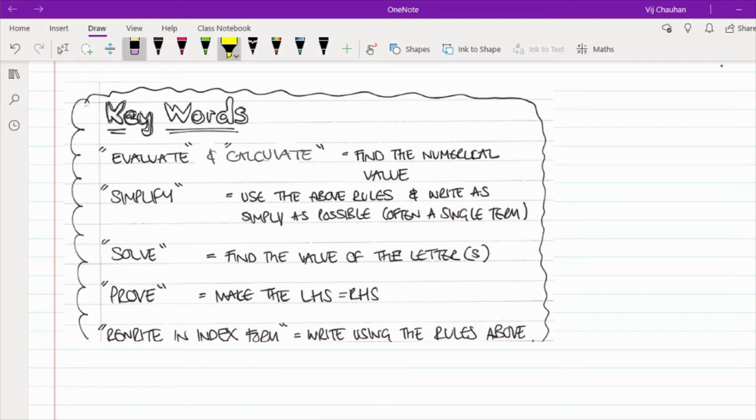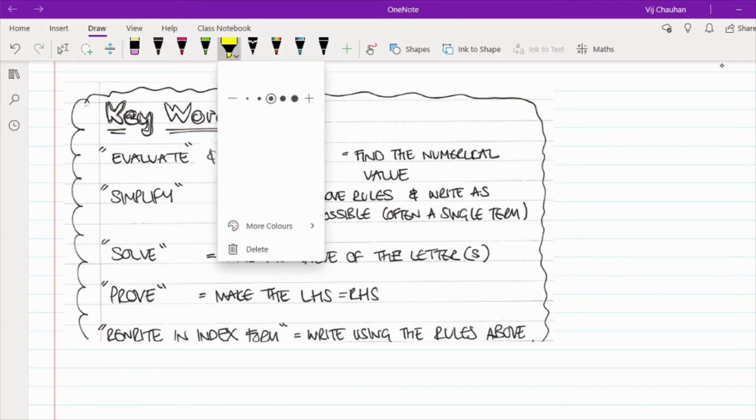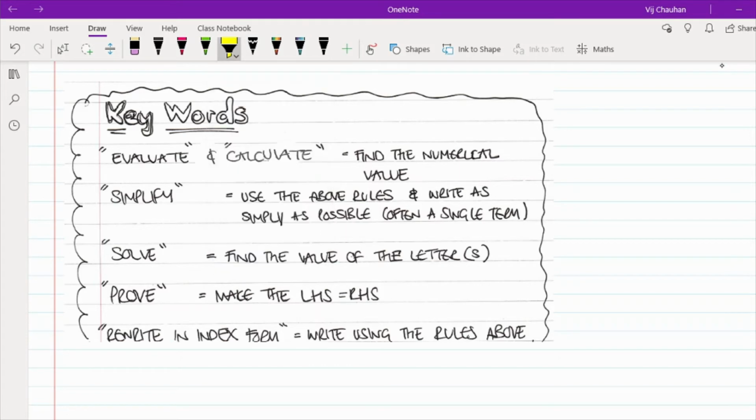So the first ones are evaluate and calculate, which basically mean the exact same thing. And what you'll find is that if you are asked to evaluate or calculate something that involves indices, it will ask you to find the numerical value. Now, with your A-level calculator paper, it might be as simple as just plugging it into your calculator. It might be one of those multiple choice questions. But I would say more often than not, evaluate and calculate tend to come more in textbook questions when you first start to learn this topic.